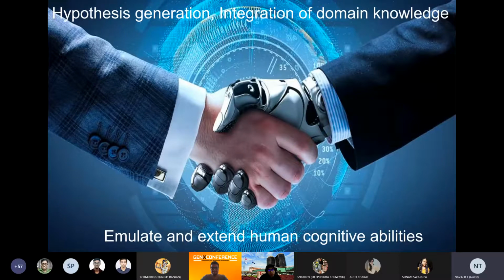Now, machine learning should not be used just to get one up on human intelligence. We should use it for hypothesis generation and to augment the intelligence of clinical experts wherever possible.